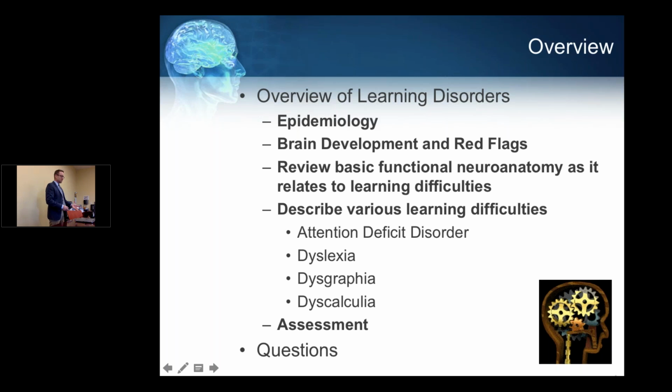So we'll go through some developmental red flags. Then I'll go through basic functional neuroanatomy. They're not so basic, functional neuroanatomy. And we'll run through, again, dyslexia, dysgraphia, dyscalculia, ADD. And then there'll be just some general ideas with regards to assessment.